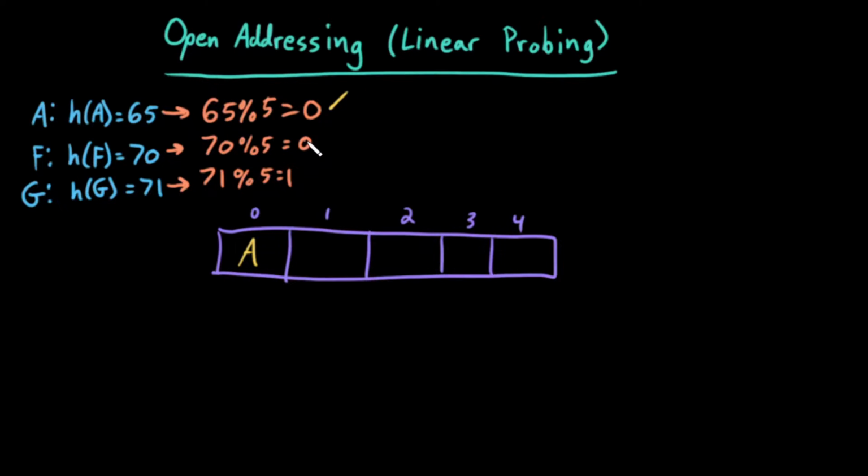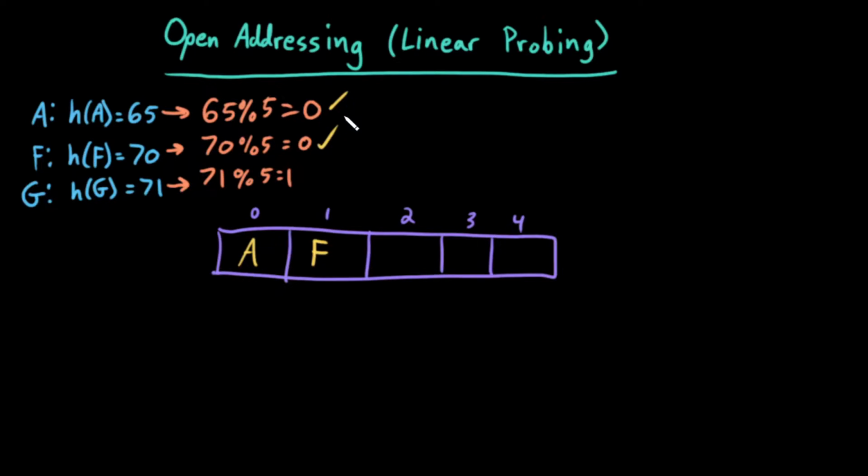F should also map to index 0. I check my array. Uh-oh, something's already in index 0, and it's not F. So what do I do? Open addressing, or linear probing, tells me to just try checking the next slot over. So I would jump to index 0 because that's the index that I got. It's full, so I would just check 1 over. Oh, this slot is empty. Perfect. I'll just go ahead and insert it here.